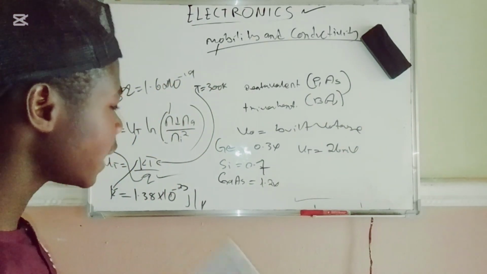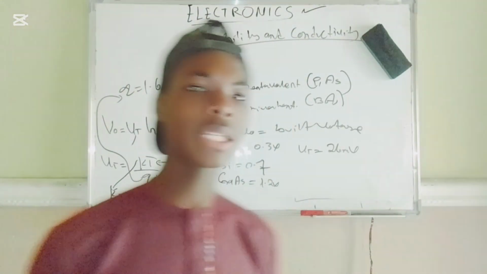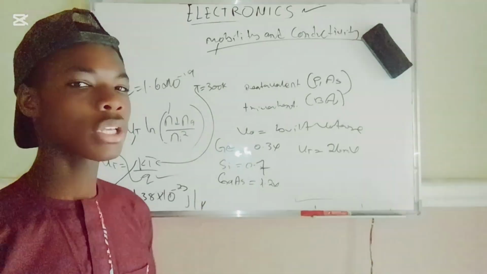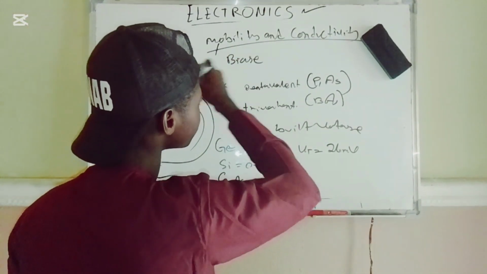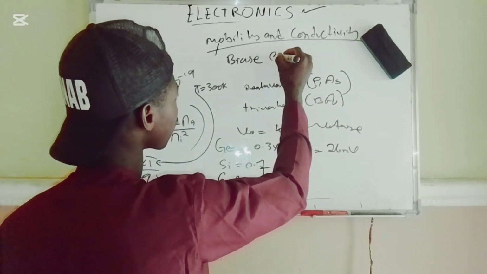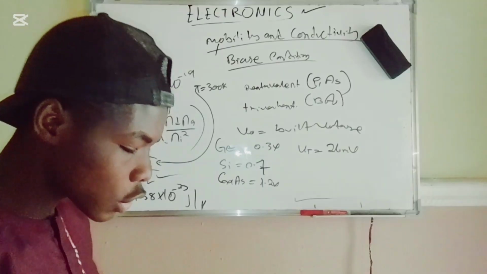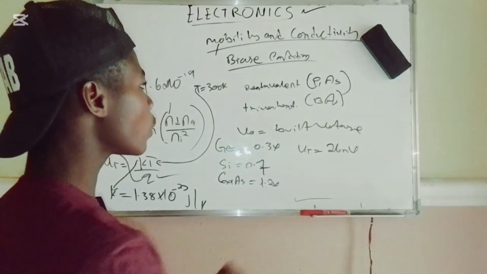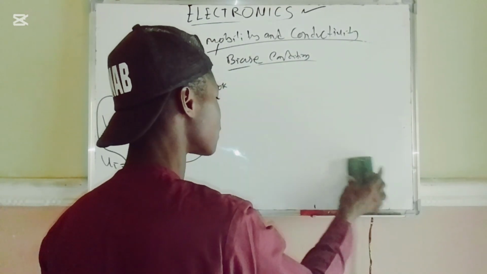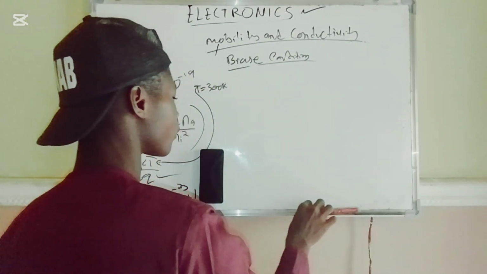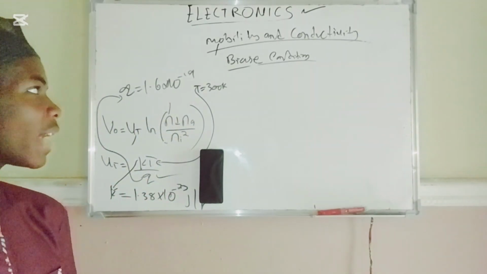The next thing I want you to know is the bias condition. So what is bias? Bias is applied to a PN junction. We have the forward bias and the reverse bias. You have to take note of this bias condition, because it is very important.